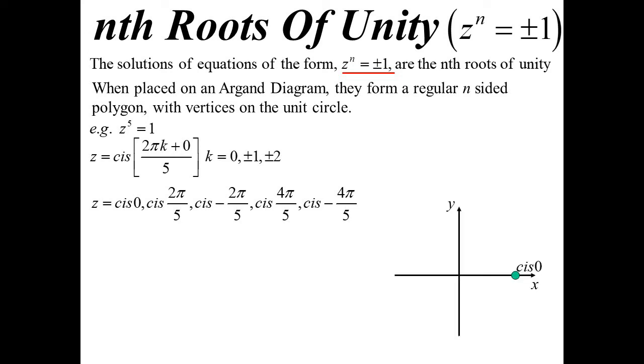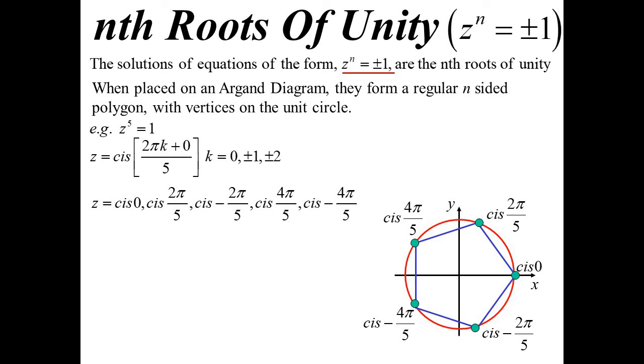So if we were to place them, it's great because z to the power of 5 equals 1. Well, you know 1's a solution to that because 1 to the power of 5, of course, is 1. So you can plot 1, but then you know they're evenly spaced. The next one would be cis 2 pi on 5. Its conjugate must be there, so there's cis minus 2 pi on 5. Go round another 2 pi on 5, we get cis 4 pi on 5. Its conjugate must be there, cis minus 4 pi on 5. And we get a pentagon, which lies on the unit circle.